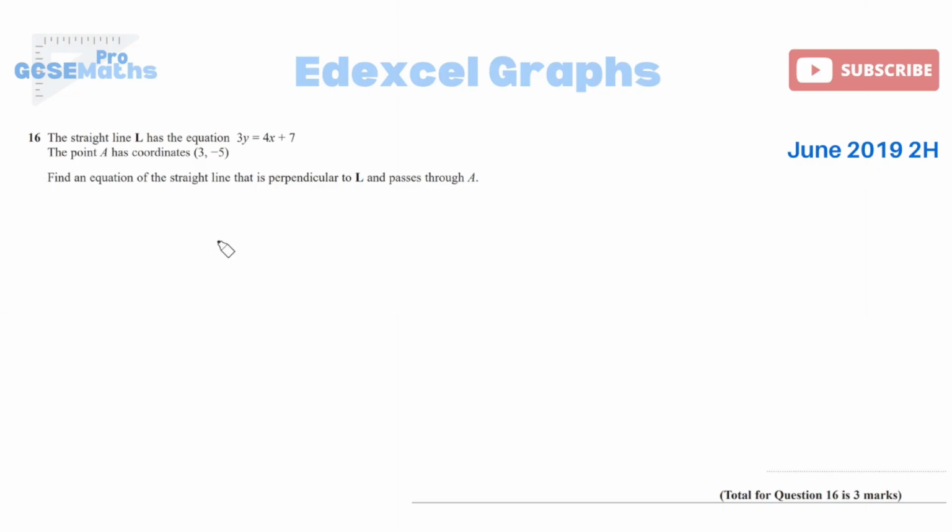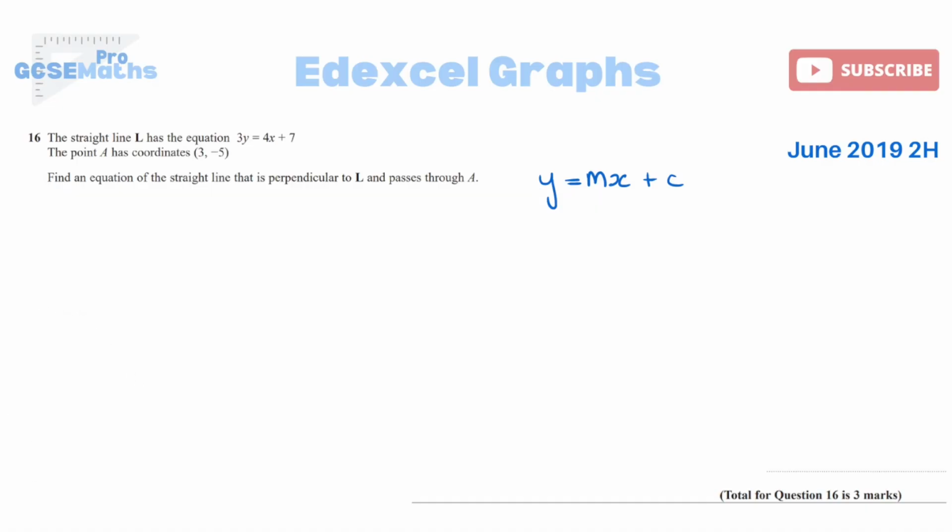3 marks, we just need to work out the gradient of the perpendicular line, which is the m, and the y-intercept. We always need to work out the gradient first, so we need to compare it with the gradient of line L. But obviously right now, be aware that this 4 is not the gradient, just because it's currently 3y, not just y.